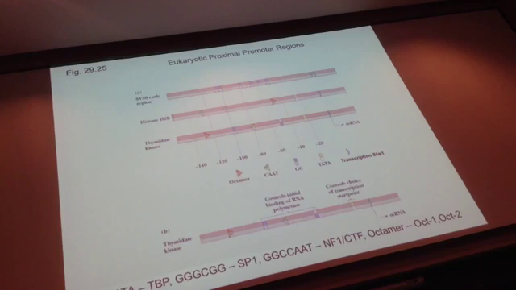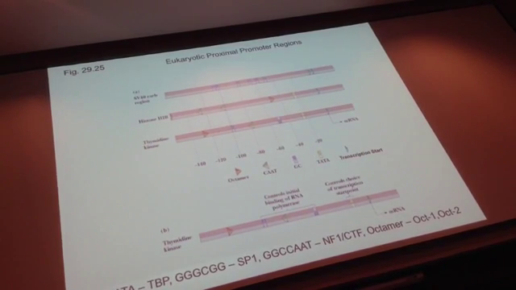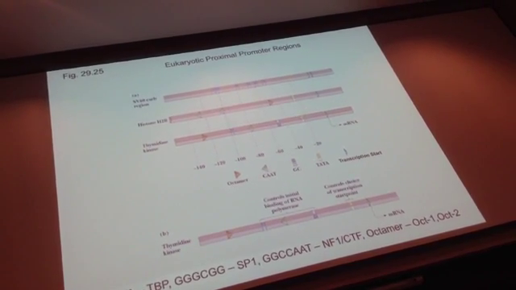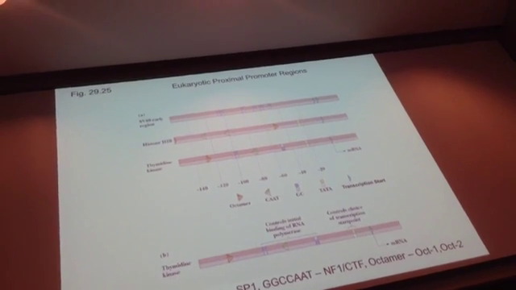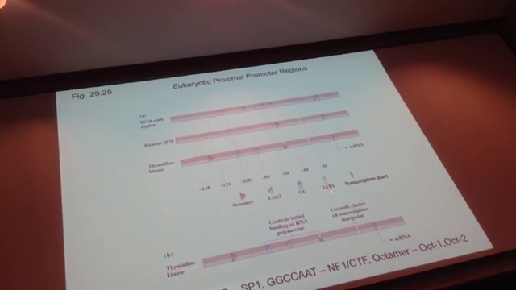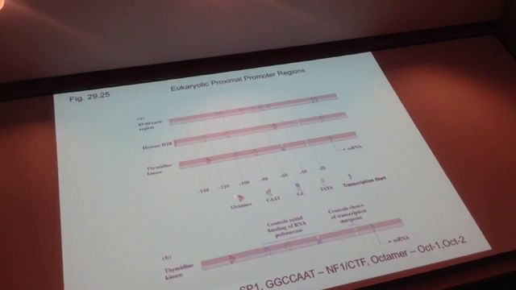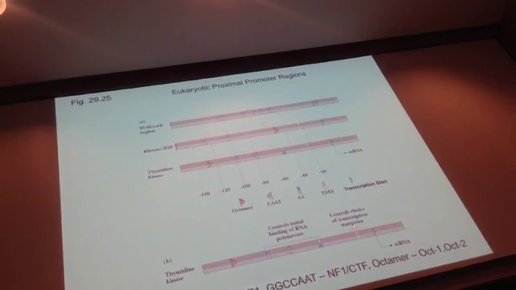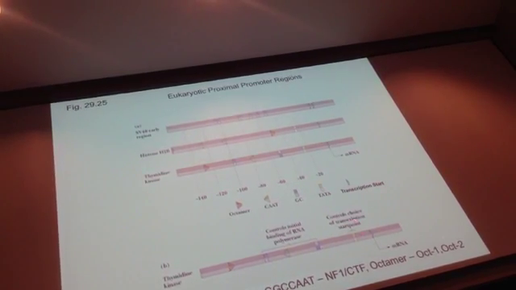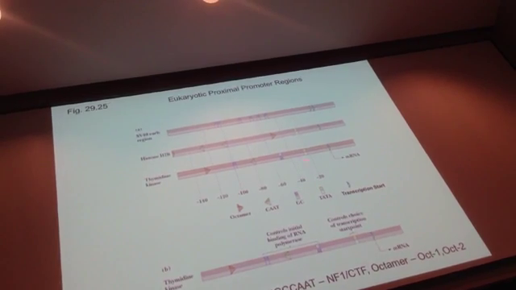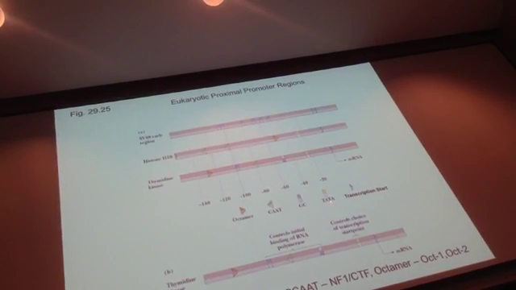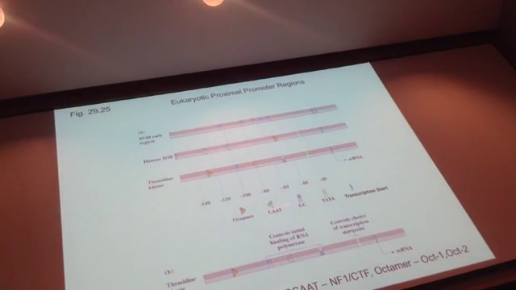Okay. So here we're back to this eukaryotic proximal promoter region we talked about, a couple hundred nucleotides. Here are the four major sites: the TATA, the GC, the CAT, and the octamer. All of these are regions that bind specific proteins. These are sequences in the DNA, and those DNA sequences are consistent.